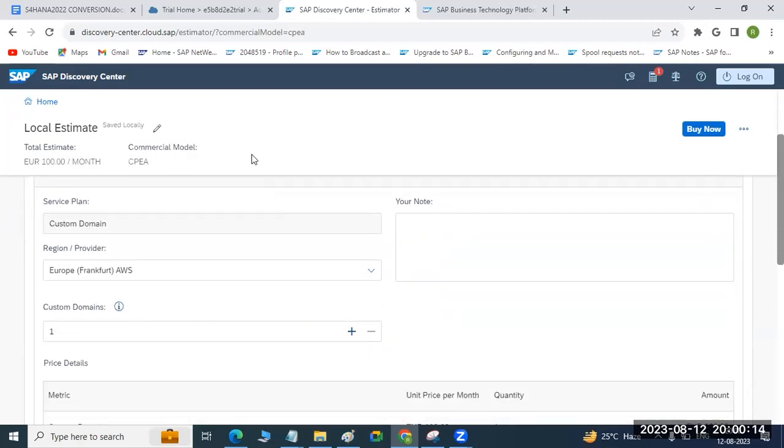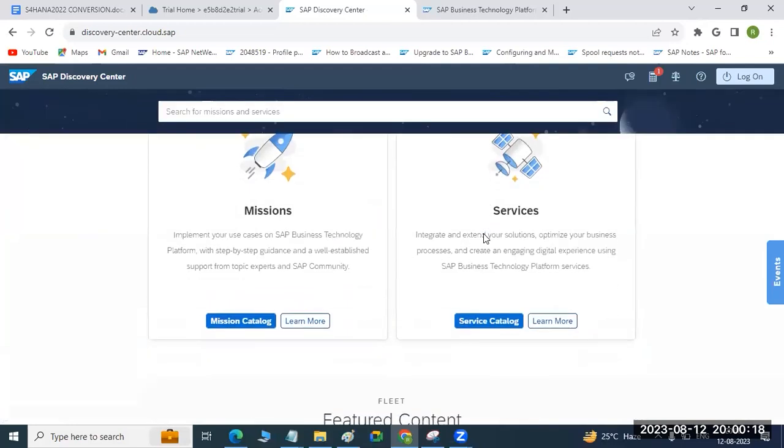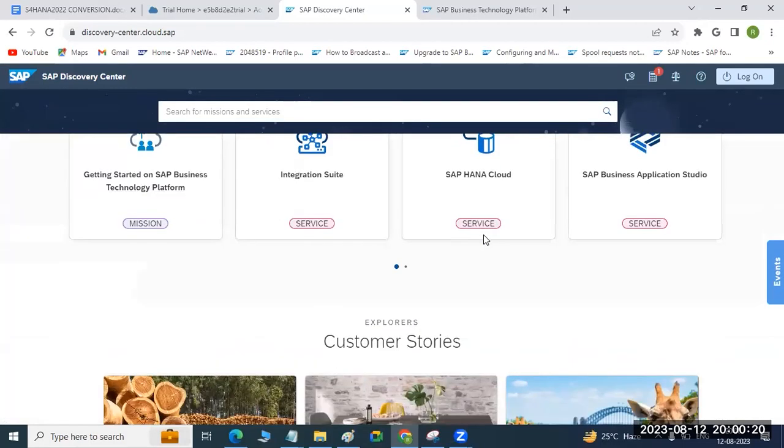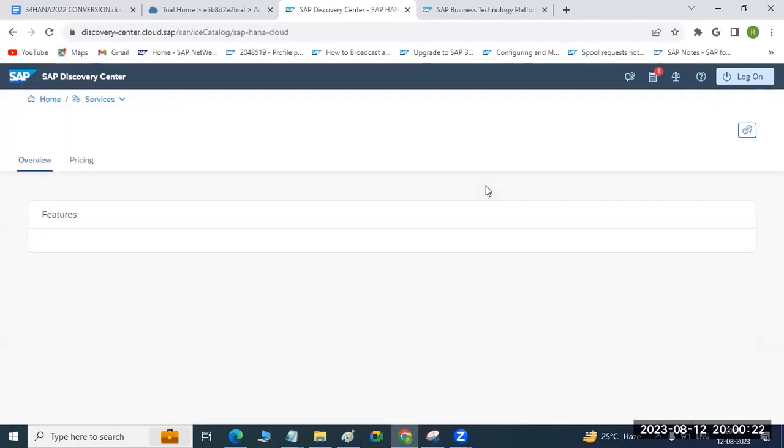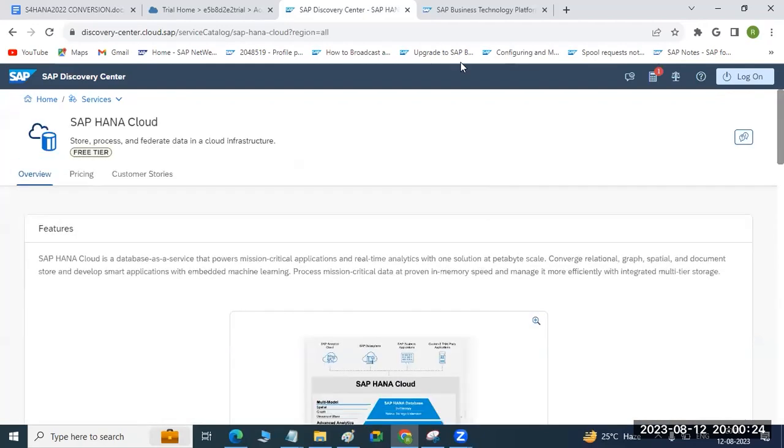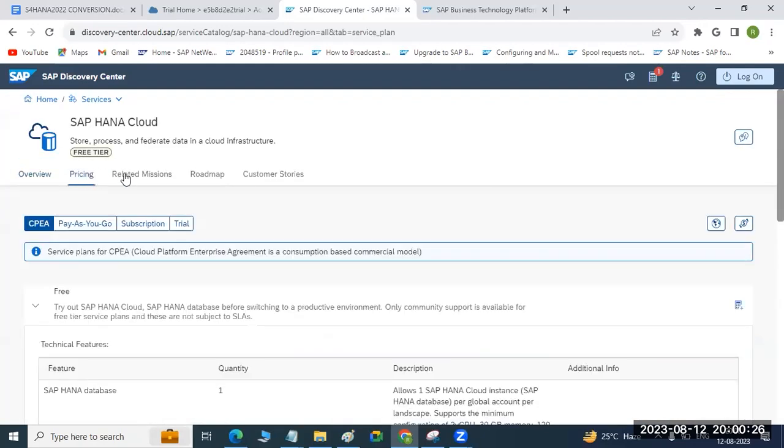So all the details are available in the SAP Discovery Center, right? In the upfront. Here you will get HANA Cloud also. It is available. Here, what is the price?